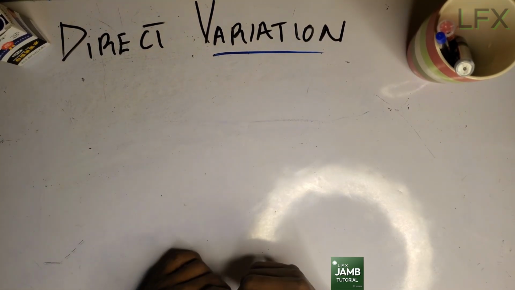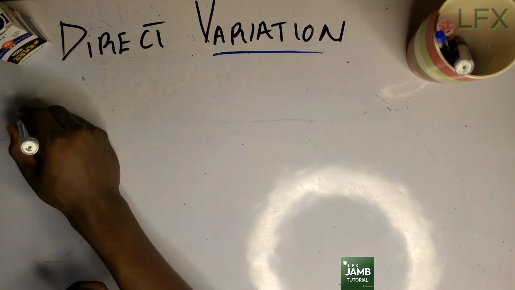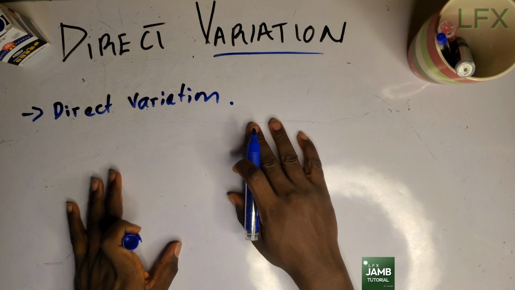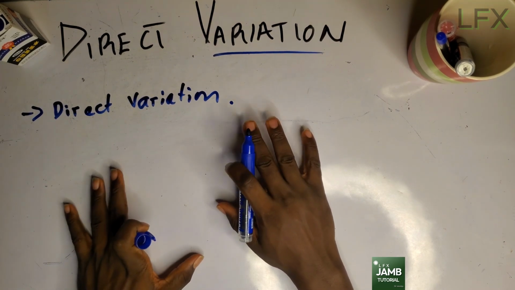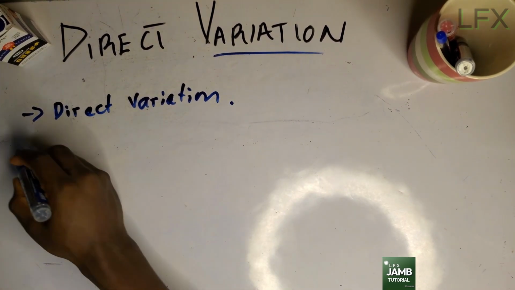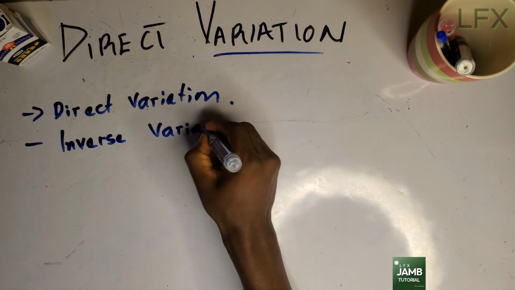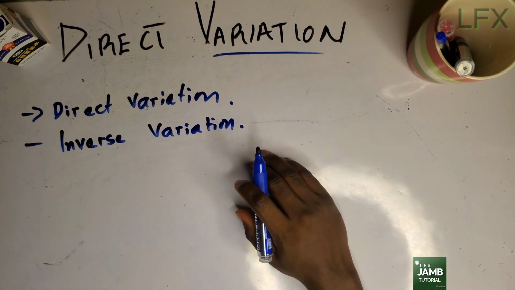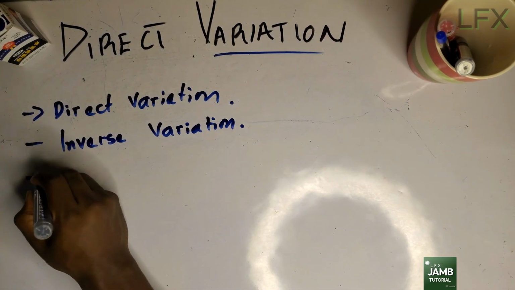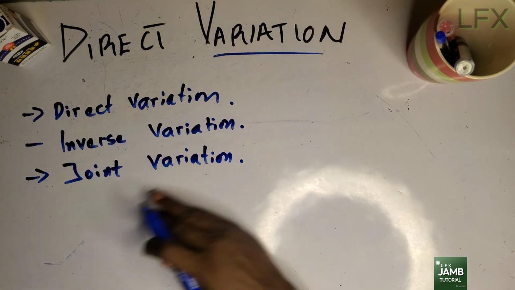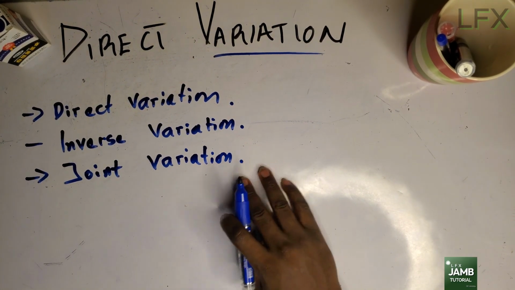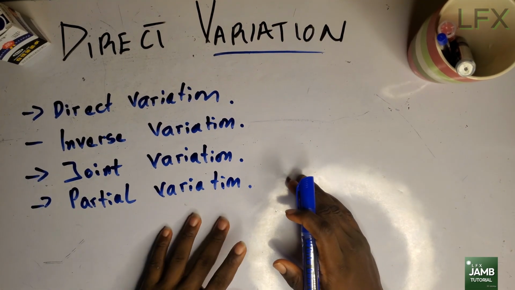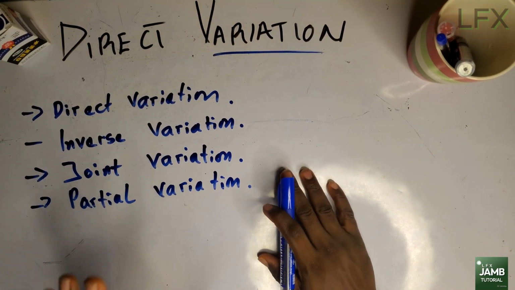There are types of variation. The first type of variation we have is direct variation, and yes, that's the topic we are going to be dealing with today. Another type of variation is inverse variation. We also have joint variation, and lastly we have partial variation. So quickly, let's go to direct variation.